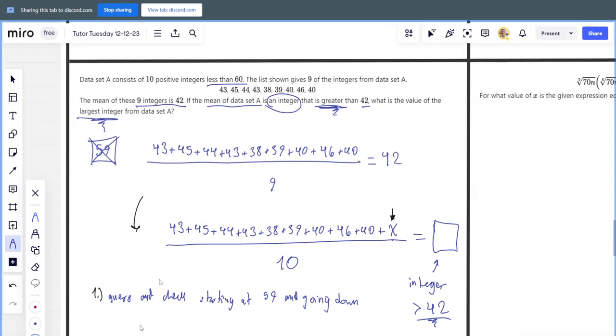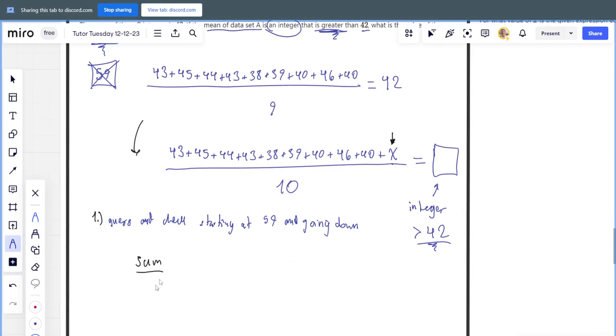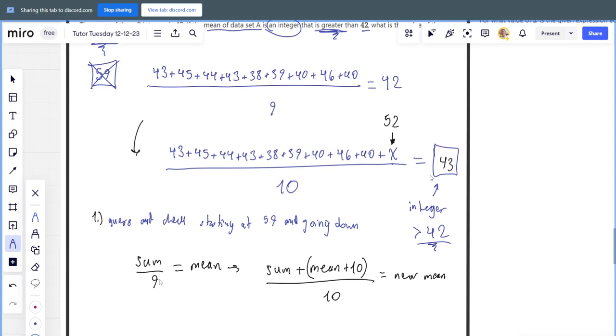So let me rephrase this. Before we had the sum divided by 9 equals the mean. Now we have the sum plus the mean plus 10, dividing by 10. And that's going to be the new mean. If we add 52 into here, it is actually perfect because it gives us an integer solution. You'll basically see the sum of all these numbers, if we divide by 9, gives us 42. Or like the sum over 9 equals 42.